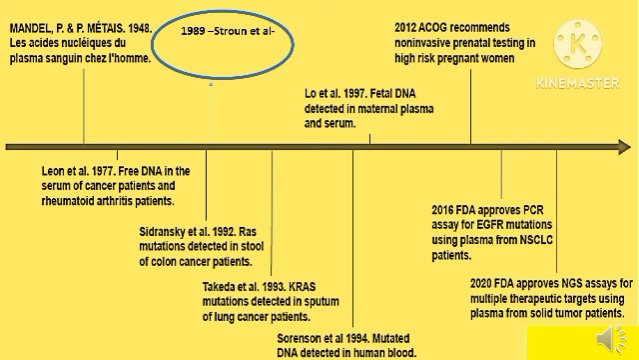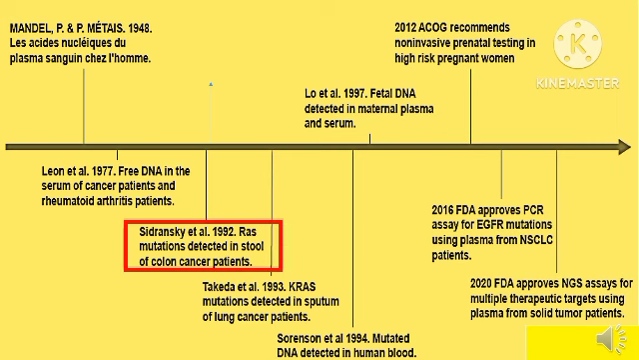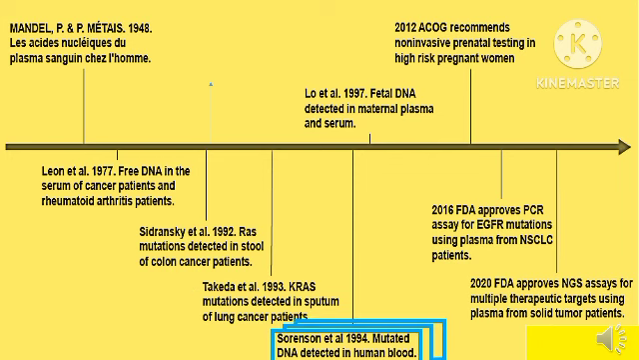In 1989, Stroun et al. described cell-free DNA in plasma of cancer patients. Sidransky et al. described the presence of RAS mutations in stool sample of colon cancer patients in the year 1992. Takeda et al. detected the presence of KRAS mutations in sputum of lung cancer patients in the year 1993. Sorenson et al. described presence of mutated DNA in human blood in 1994.